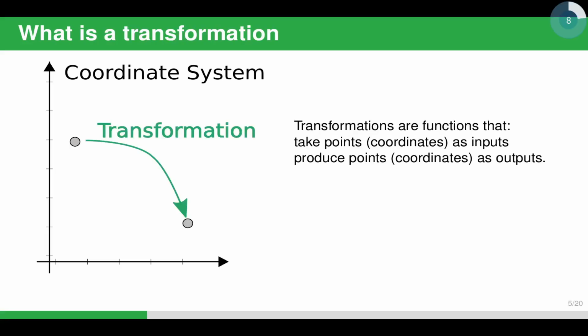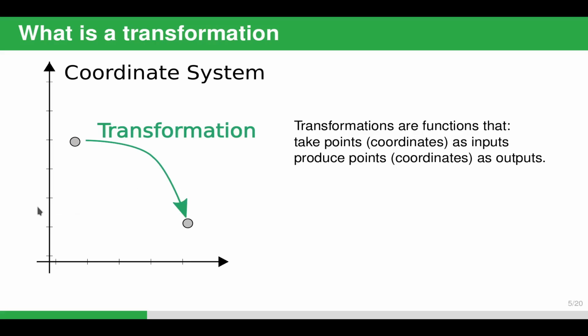Great. So first, what is a transformation? A transformation is a function that takes points or coordinates as inputs and produces other points or coordinates as outputs. So here we have a two-dimensional coordinate system, say x and y, and the transformation is represented by the green arrow, and it transforms this point to this location. But you should think about the transformation as actually being applicable to any point in the coordinate system, and it will produce some output point for every point.